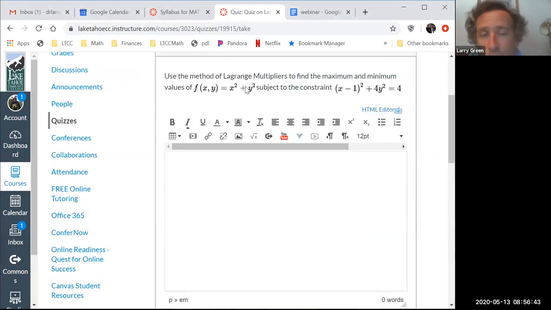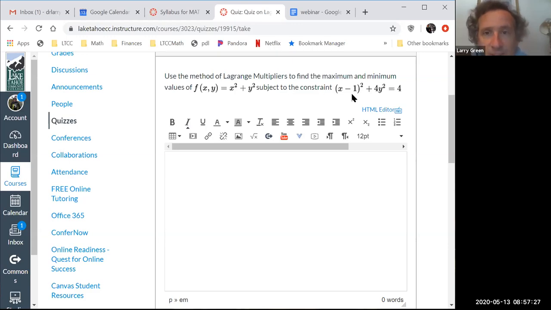It says use the method of Lagrange multipliers to find the maximum and minimum values of f of x, y equals x squared plus y squared, subject to the constraint (x minus 1) squared plus 4y squared equals 4. So to use Lagrange multipliers, what do we need to find? Yeah, I'm going to say gradients, because we have the function to optimize, and we also have the constraint equation. So we find the gradient of each of those two functions.